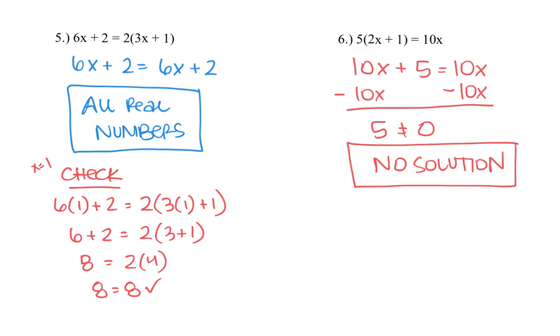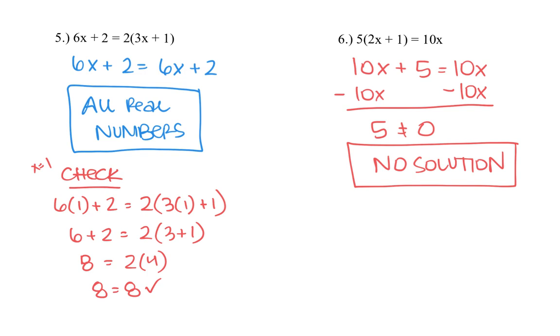Notice on number 5, I started by distributing the 2. When I did that, I ended up with the exact same thing on both sides because I had 6x plus 2 equals 6x plus 2. And so that's all real numbers. And then in your check step, you do need to do a check step. You can plug in any number you want. I picked 1, so I ended up with 8 equals 8. If you had picked a different number, you would end up with a different number, but you still should get the same number on each side.